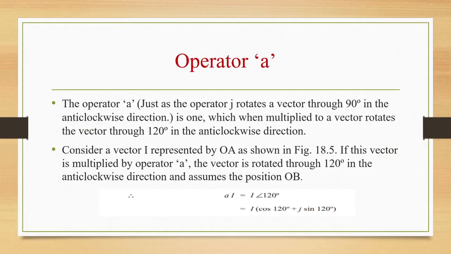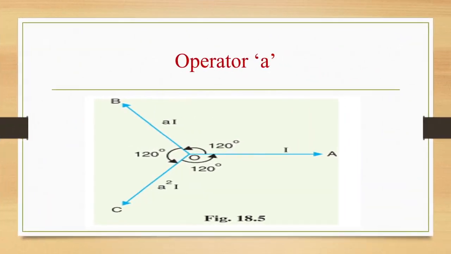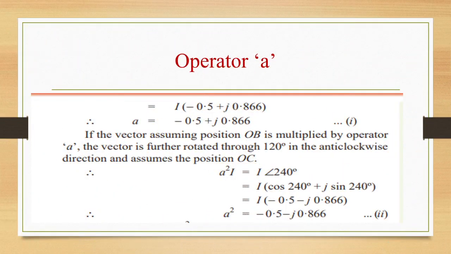So AI is equal to I angle 120 degrees, which is polar, and we are converting it to exponential. So it will become I into cos 120 plus j sin 120 degrees. Cos 120 is minus 0.5 and sin 120 is 0.866. I gets cancelled, so A will be equal to minus 0.5 plus j 0.866.